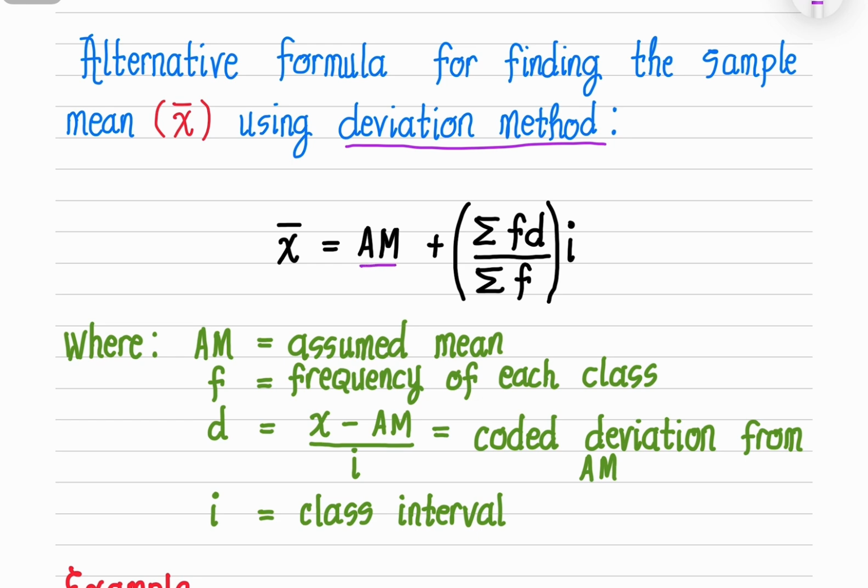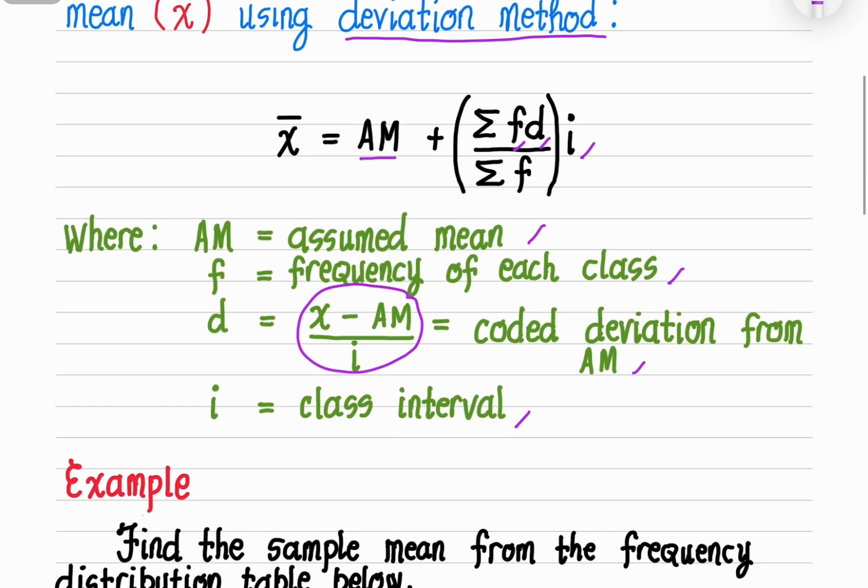So guys, yung AM natin dito sa formula, ito ay tinatawag nating assumed mean. And then yung f natin dito, that is the frequency of each class. And yung d naman natin dito guys, sa formula natin, ito yung tinatawag nating coded deviation from an assumed mean. And for us to get or solve for the value of d, use this formula: x minus assumed mean divided by the class interval. And of course, I stands for class interval.